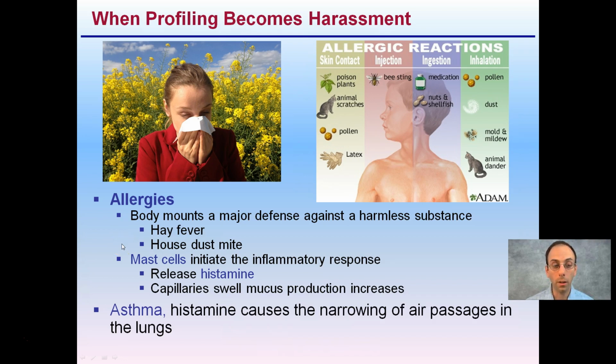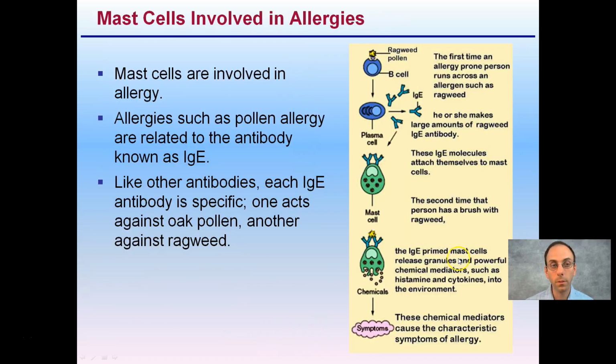During the allergic reaction process, mast cells initiate the inflammatory response. They release histamine, capillaries swell, and mucus production will increase. An example of this too would be asthma. In asthma, histamines cause a narrowing of air passages in the lungs. This can be very serious. If we cut off the air passages or there's too much swelling, we can eliminate the body's ability to breathe and essentially get air in or out of the lungs.